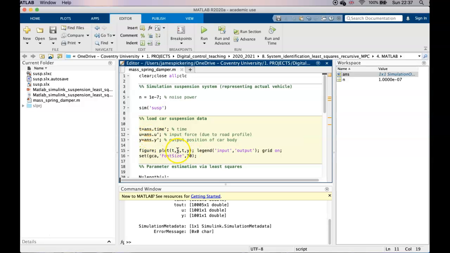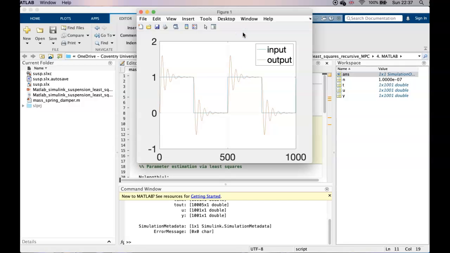So it's effectively time against input, time against output, and then the legend is just input, output, and then grid on, then the usual line just to set the axes size 30. So if I run that now, there you can see you've got the data. So that's your pulse that you generated, and here is your system response.